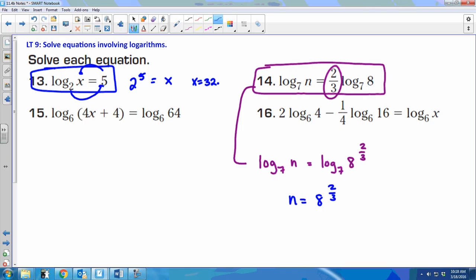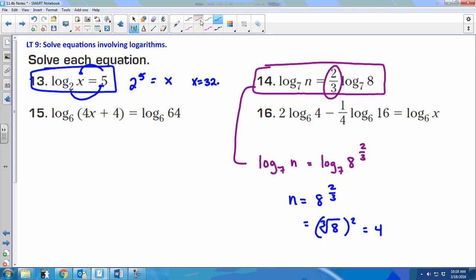Now you can type that into your calculator, or you can rewrite it. So the cube root of 8 is 2, and 2 to the second power is 4. Or you could just type in 8 to the 2/3 in your calculator. You also get 4. Questions about that one? See, in that one you had a log on each side, so you had to use the property.